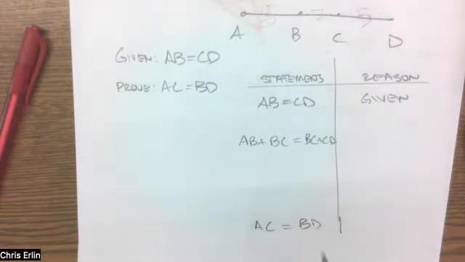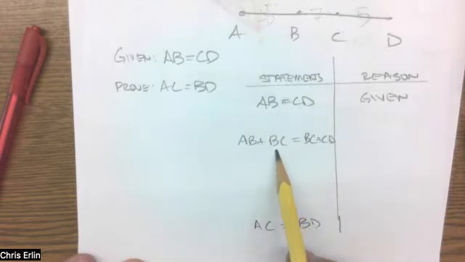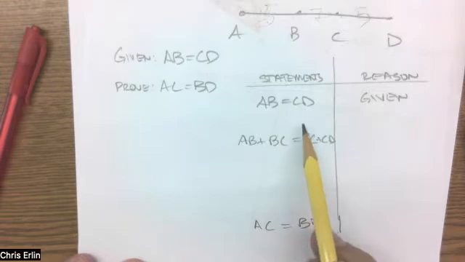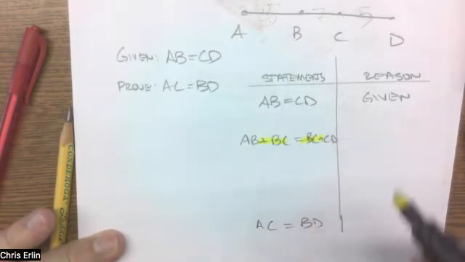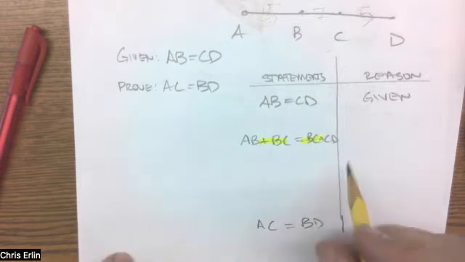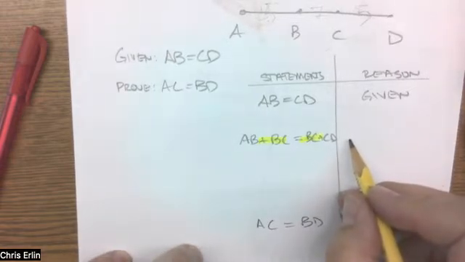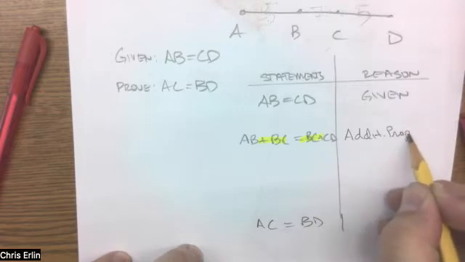Why is that true? How do I get from here to here? Well, the AB is still the same. The equal sign is still the same. CD is still the same. What's changed? Parker? You're adding BC to both sides. What do we call that when you add the same thing to both sides? Addition property of equality.